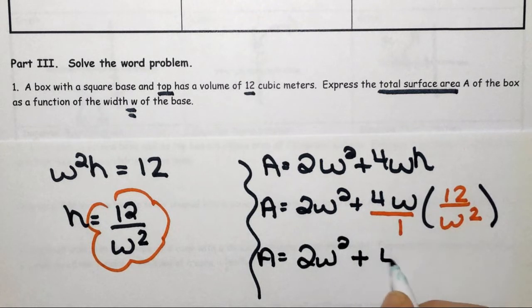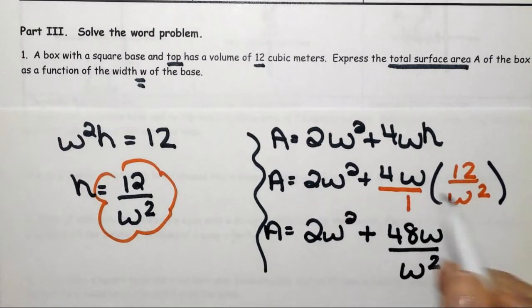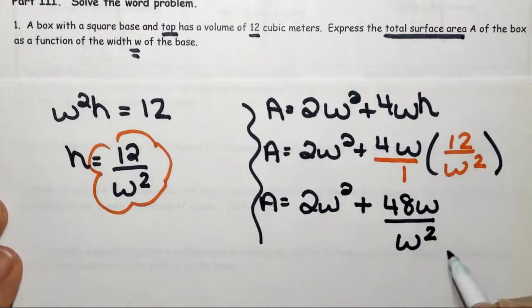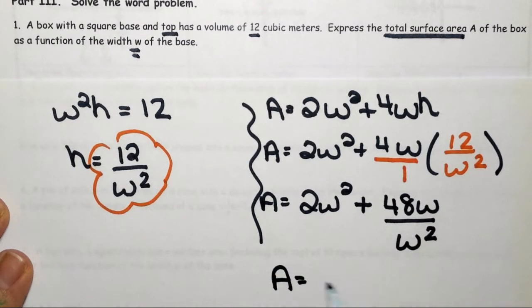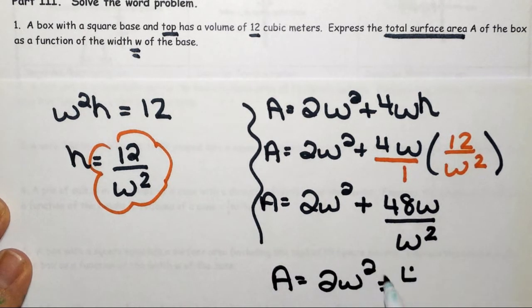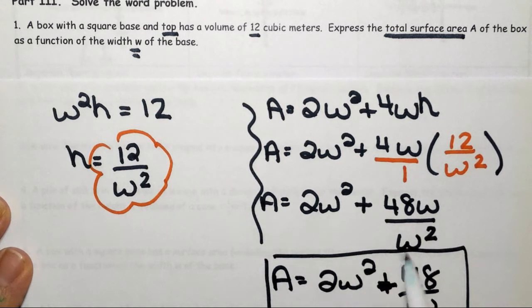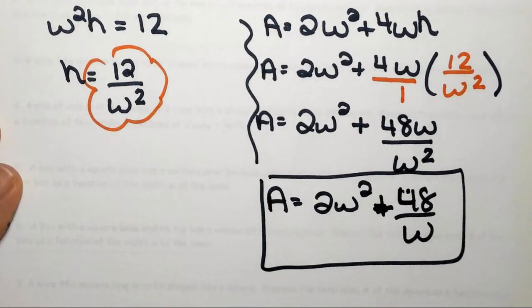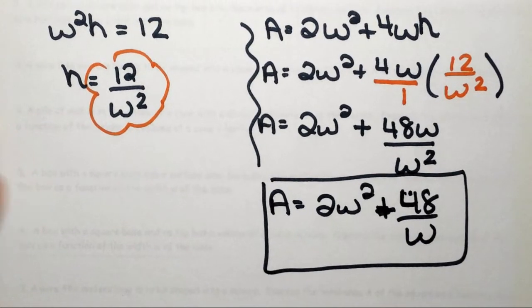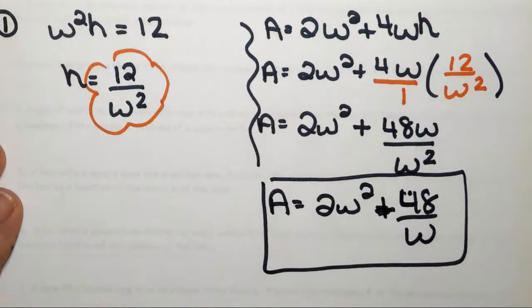So top times top, I get 48W. Bottom times bottom, I get W squared. Now just with this fraction, I'm not looking at this piece. I can see that I've got W's on top and W's on bottom, so I can simplify. I have more on bottom, so my final answer is going to be 48 over 1W. So I have 2W squared plus 48 over W. All right, so that's number 1 in the application problems.